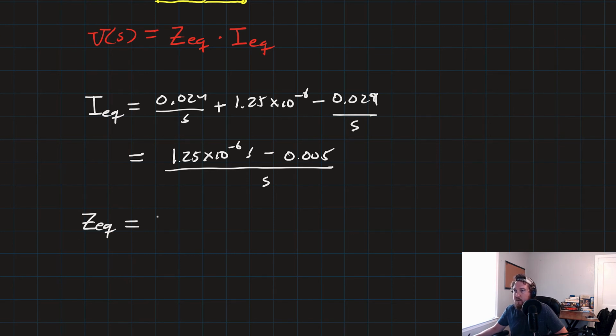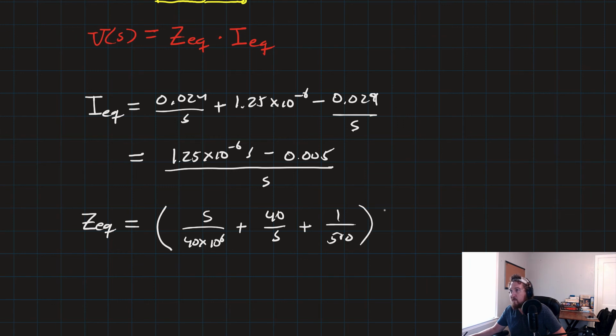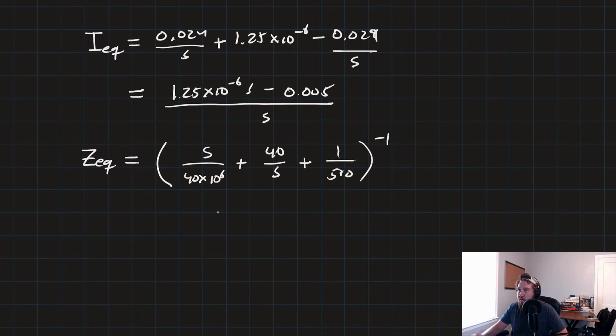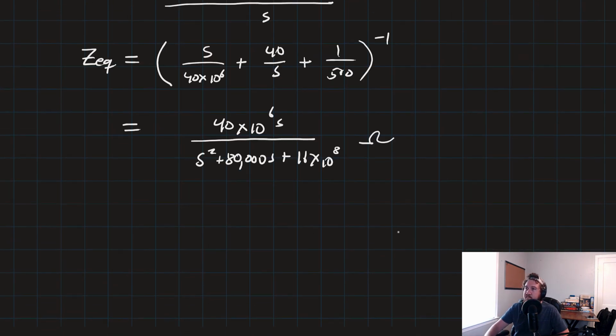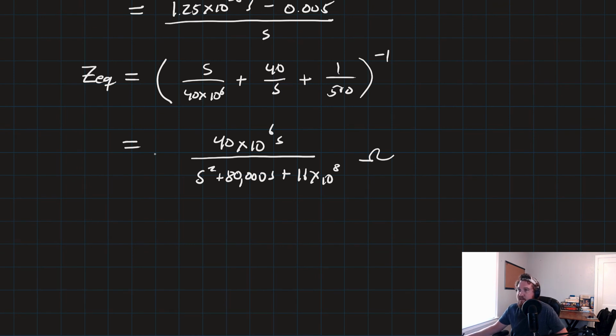Now our ZEQ is slightly more complex algebraically. Since our impedance is in parallel, we'll say that ZEQ is just equal to, we're going to flip all these over, S over 40 times 10 to the 6 plus 40 over S plus 1 over 500, and that itself is going to be flipped over. So when you do all of that algebra, you're going to get a simplified version of this that is 40 times 10 to the 6 S over S squared plus 80,000 S plus 16 times 10 to the 8 ohms.